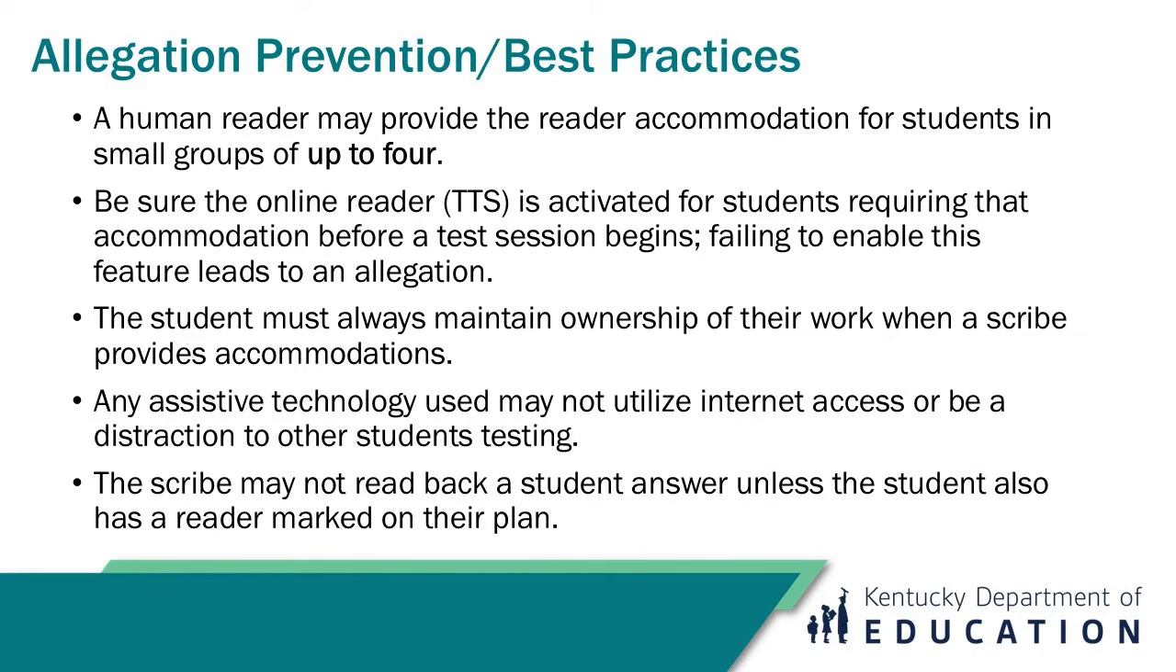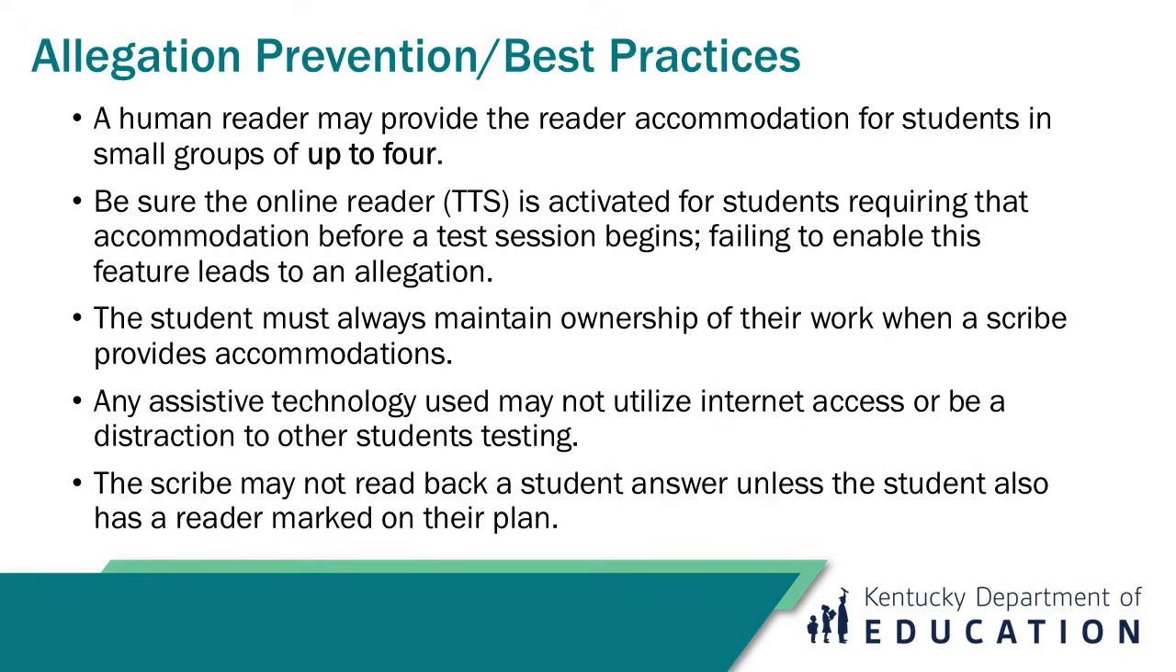These allegation preventions discuss best practices when providing the accommodations just discussed. A human reader may be provided in a small group of up to 4 students. For students using the online reader or text-to-speech function in an assessment, DAX or BAX need to be sure that it is activated for those students prior to the test session beginning. Failure to enable this feature, or conversely, enabling it for students who do not have it on their plan, will lead to an allegation. When scribing for a student, be sure the student is always maintaining ownership of their work.